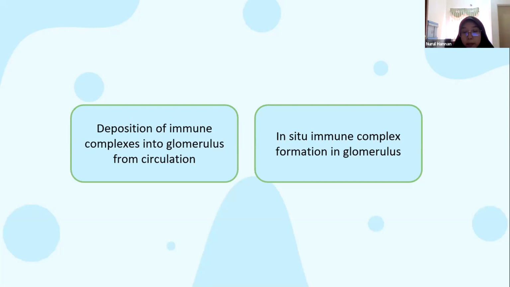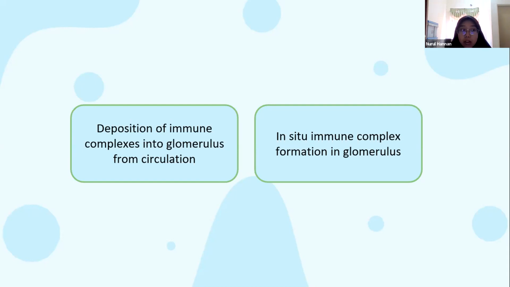The other mechanism is in situ immune complex formation in the glomerulus, which occurs when there is in situ binding of antibodies with an antigen that is localized in the glomerulus. The antigen can be a structural glomerular antigen, or it can be an antigen that is trapped, such as self antigen like DNA, or an exogenous antigen from an infectious agent. So the antigen will be trapped within the glomerulus, and when antibodies bind to the antigen, there will be formation of immune complex.